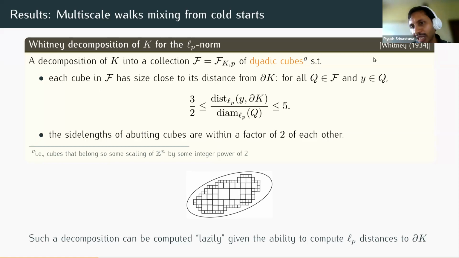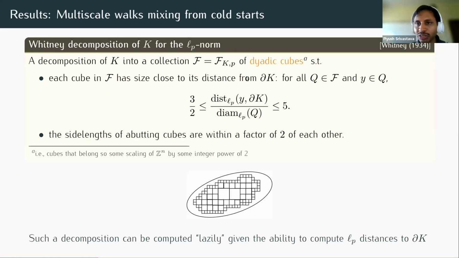Okay. So in fact, that also implies that for any point inside the cube, the distance of the point to the boundary is within a constant factor of the diameter of the cube. So this can be done for any LP now. This is a classical construction. This is not just one construction. There are many such constructions, and the general idea remains the same.